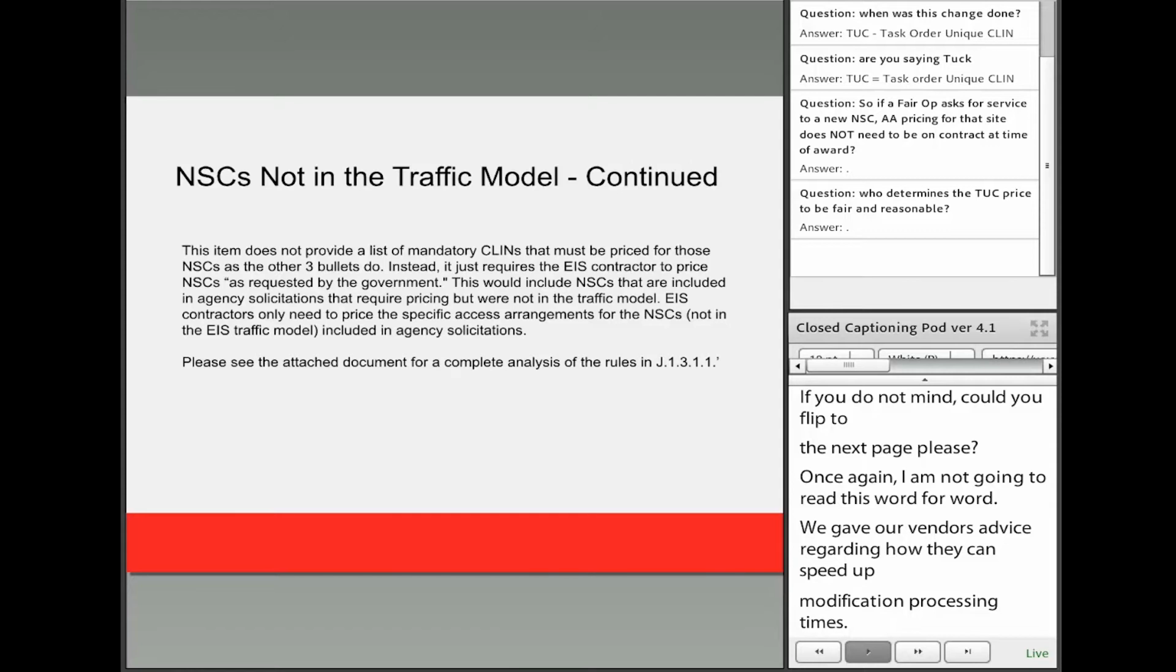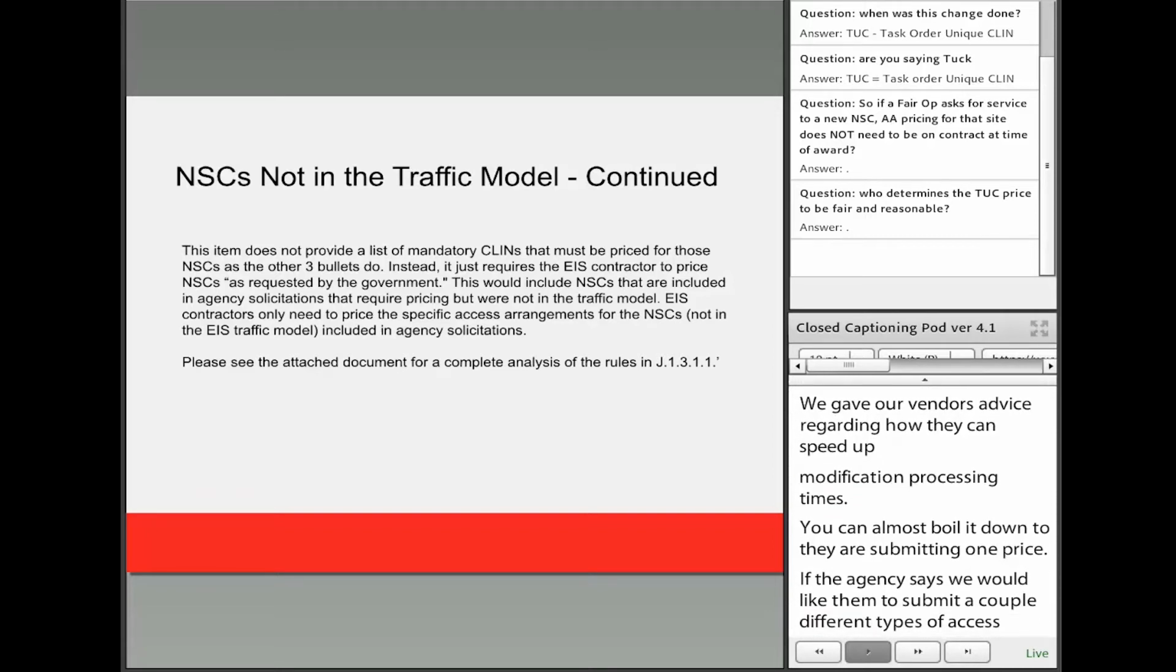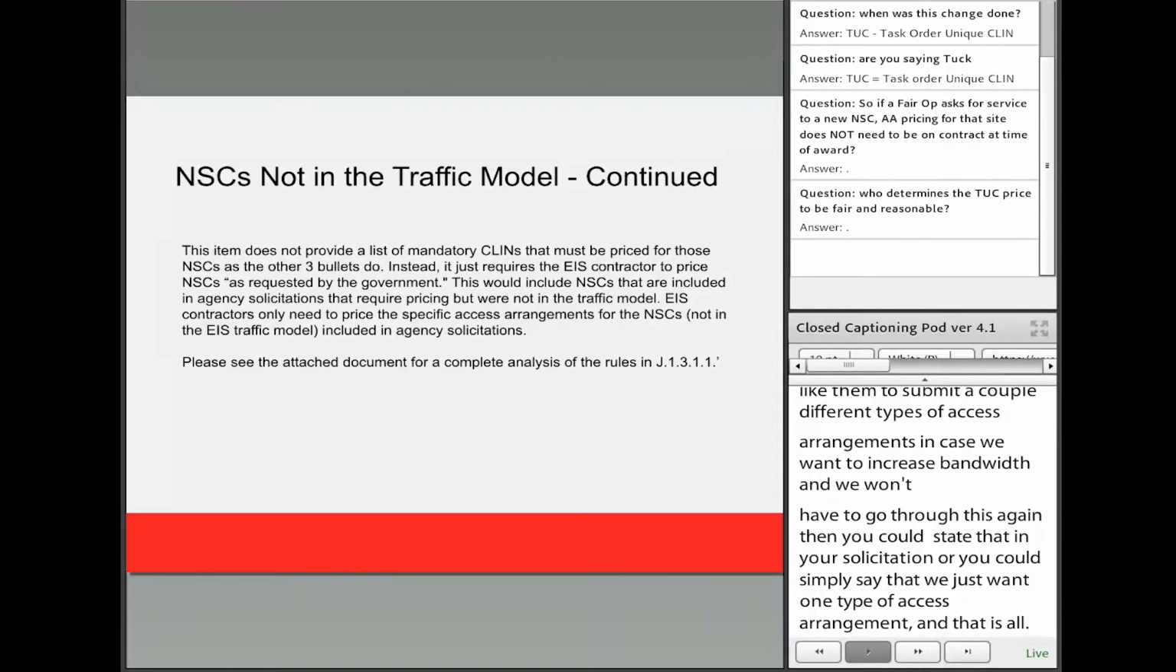Now, if the agency says, well, we'd like them to submit a couple different types of access arrangements in case we want to increase bandwidth and we won't have to go through this again, then you can state that in your solicitation. Or you can simply say, hi, we just want one type of access arrangement, and that's all. So instead of us evaluating dozens of prices, we may only be evaluating a handful of prices or even one price. So that is the advice we gave to the vendors to speed up the processing of modifications that are associated with access arrangements.